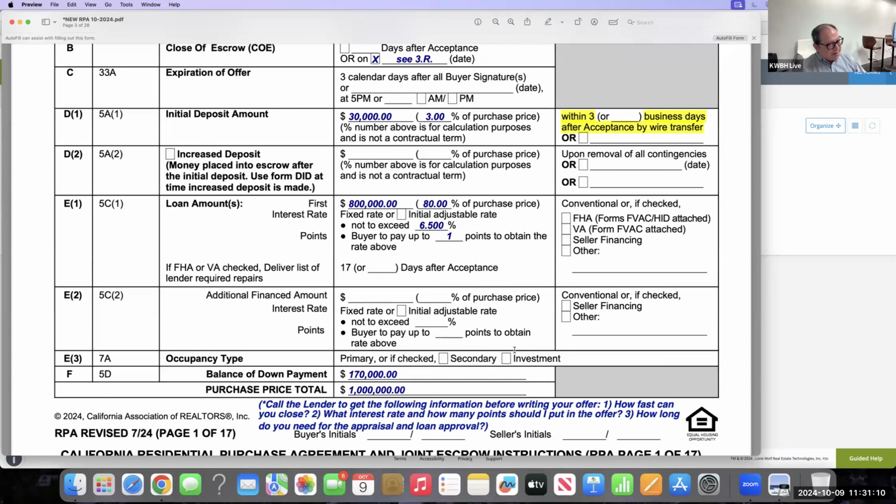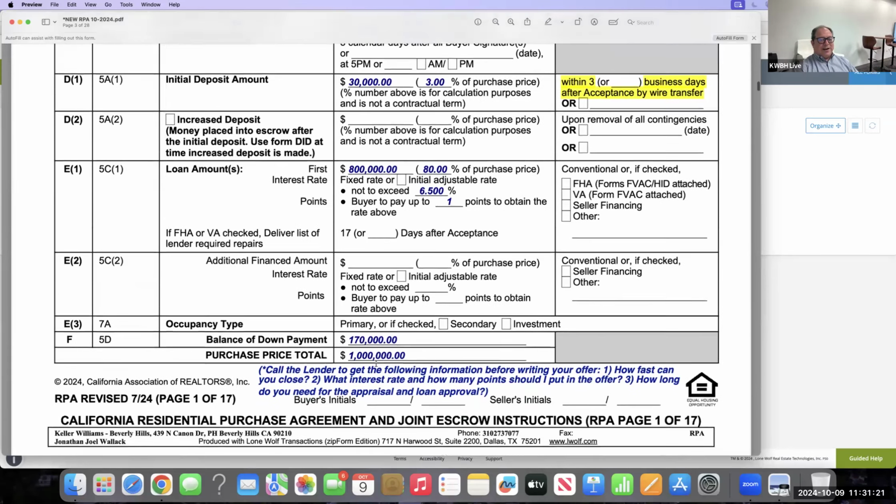So just know, if you check that box and all of a sudden your buyer gets a call from the lender, hey, your rate just went from 6.25 to 8.25, I know you're going to get a nasty call, right? So don't do that.